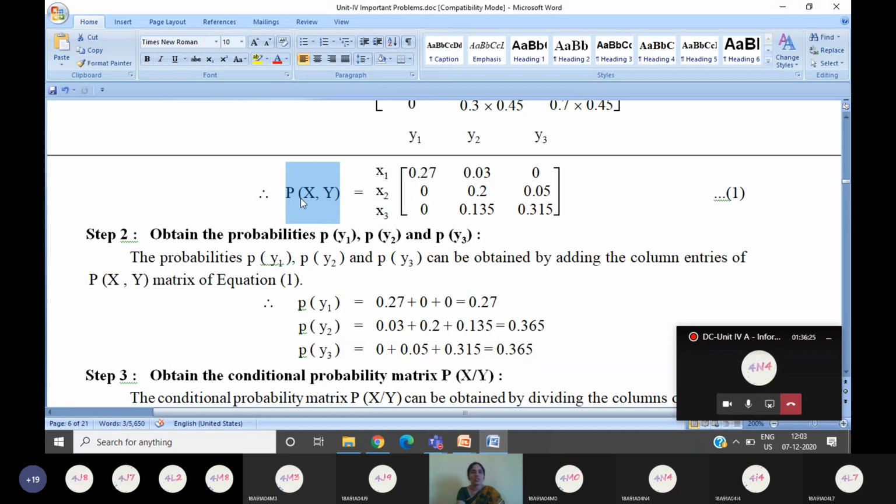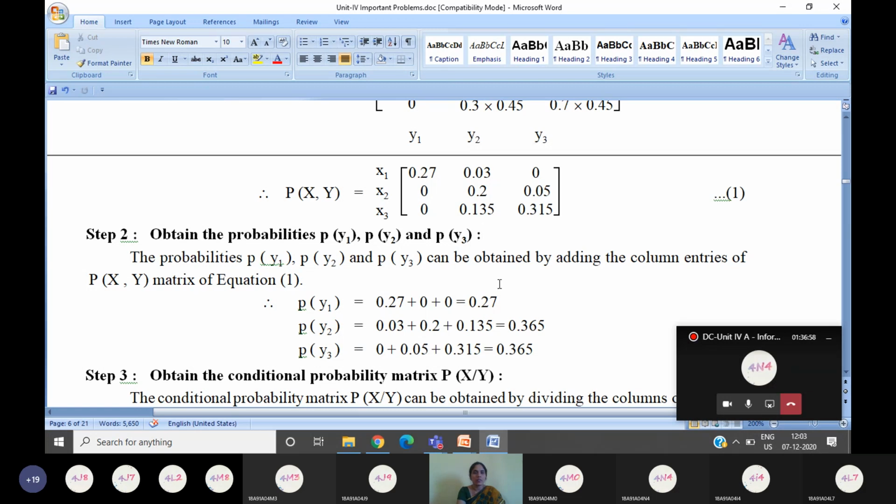So wherever a joint probability matrix is known to you, if you want the row elements, if you want the transmitter elements, if you want the first element of transmitter, add all the elements of first row. If you want second element of transmitter, add the second row elements. The third element కావాలి అంటే add the third row elements.